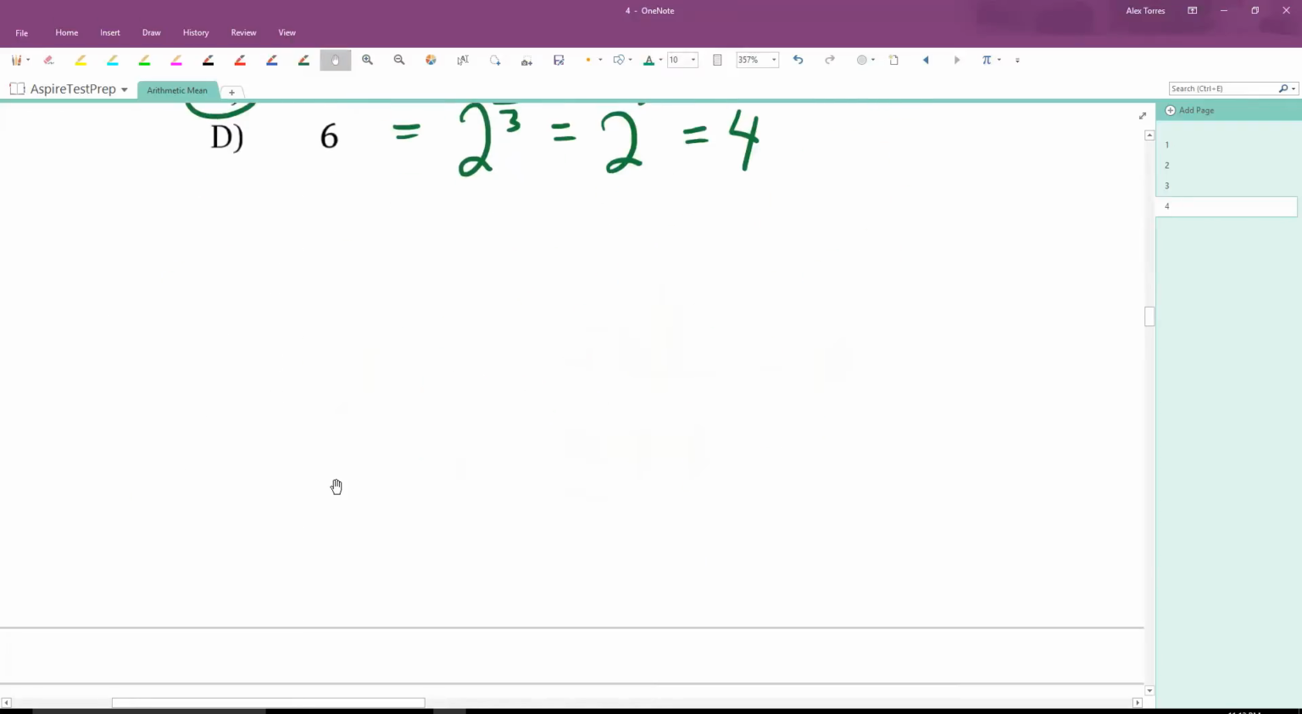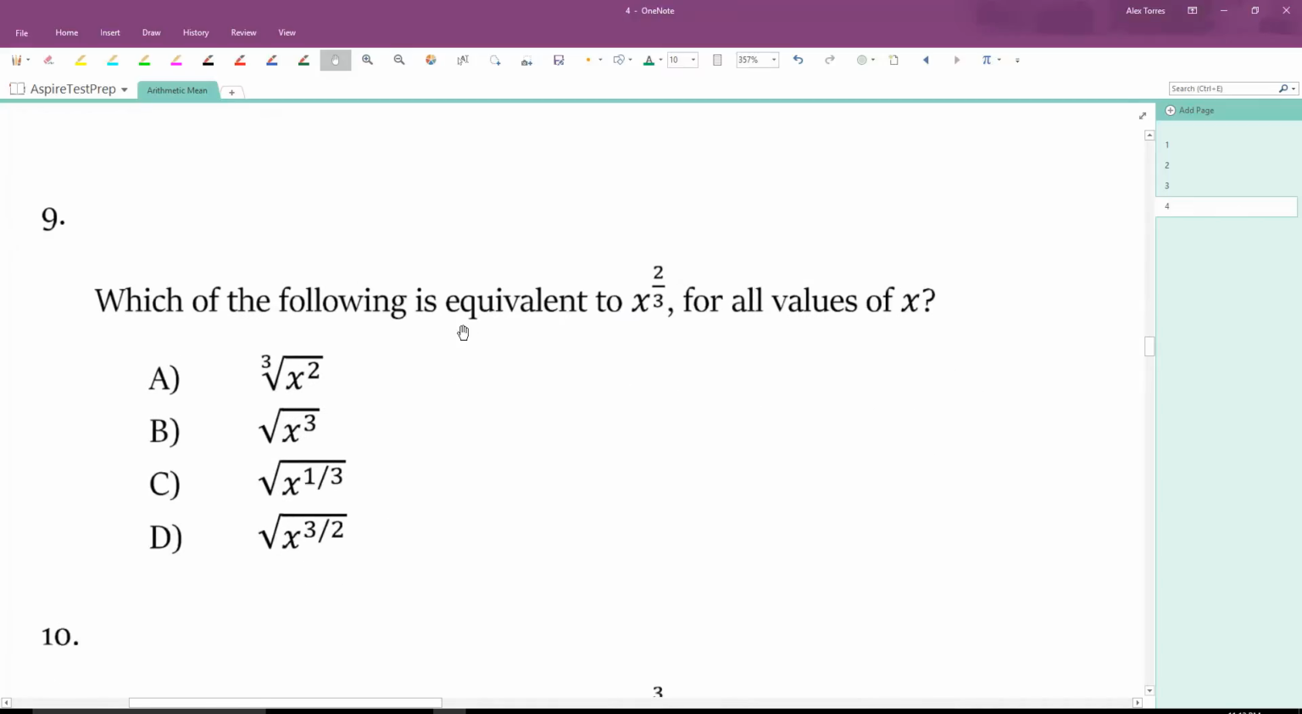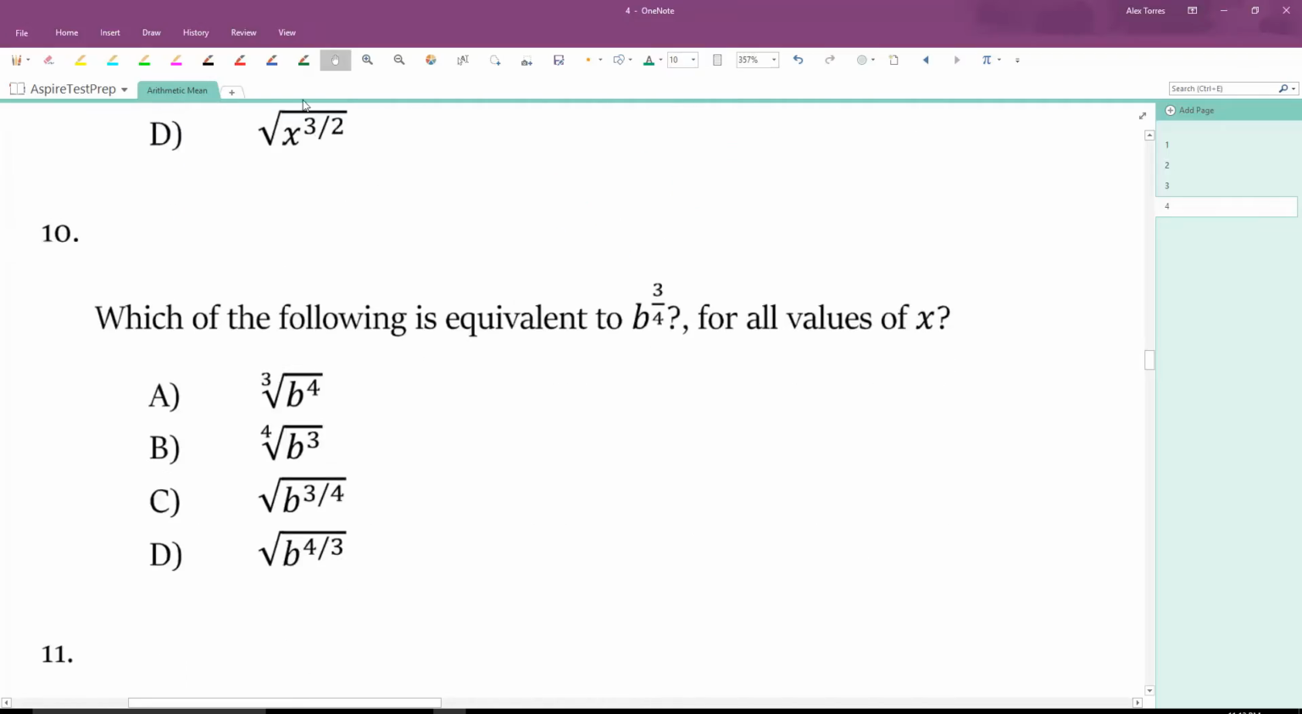Going over to number 9 now. Which of the following is equivalent to x to the 2/3? Well, the rule we've been working with says that this is the same as x squared and the cube root of that, so our answer is A. Going to number 10, which of the following is equivalent to b to the 3/4? Well, that is b to the 3rd, and it's the 4th root of that, so we're looking at choice B.